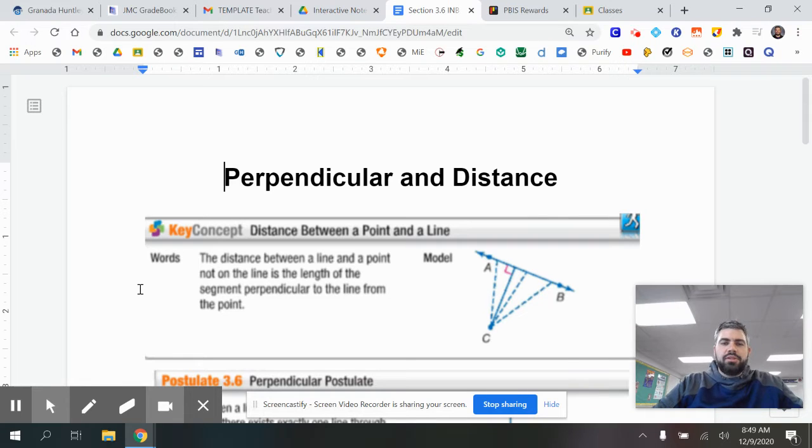So today we're going to be talking about section 3.6, which is the last section in chapter 3. Today we're going to be talking about perpendiculars and distances and how they're related.